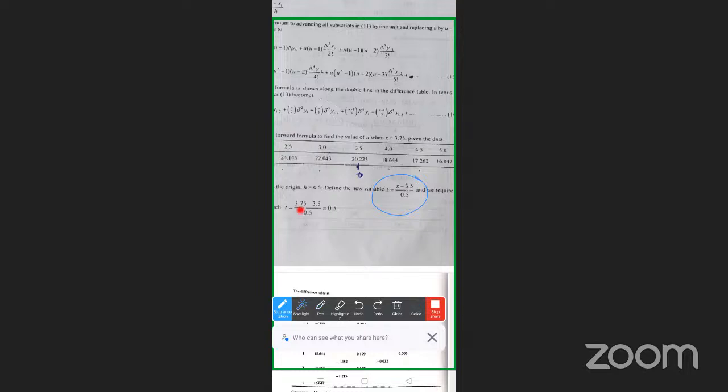x is equal to 3.75 minus x naught, which is 3.5, divided by the length of the interval 0.5. So that is 0.5, which is t. Next, table construction. We have the t values and u values given. Delta u is the difference between these two values. The table is the same, taking the difference between these two values.